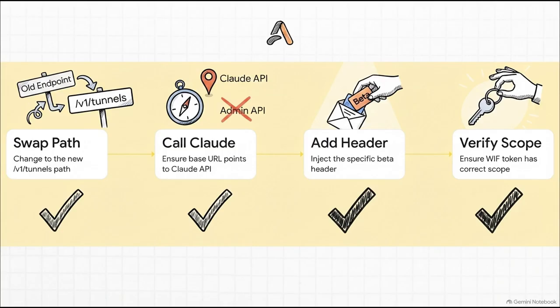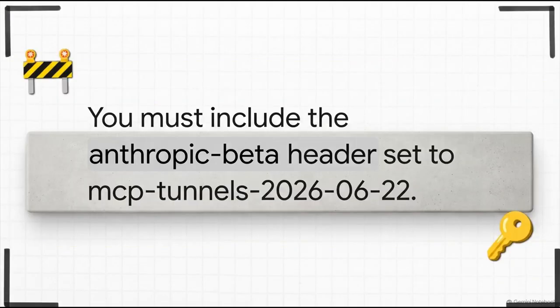But we really need to zoom in on steps 3 and 4 for a second, because that is exactly where most integrations are going to accidentally fail if you aren't paying close attention. So the crucial point is this exact header string right here. Every single request you make to the new endpoint absolutely requires this: anthropic-beta: mcp-tunnels-2026-06-22. Guys, this isn't optional. This is literally how Anthropic gates access to their preview features. By slapping this header on there, you're explicitly telling the API exactly which version of the tunnels feature you're opting into.